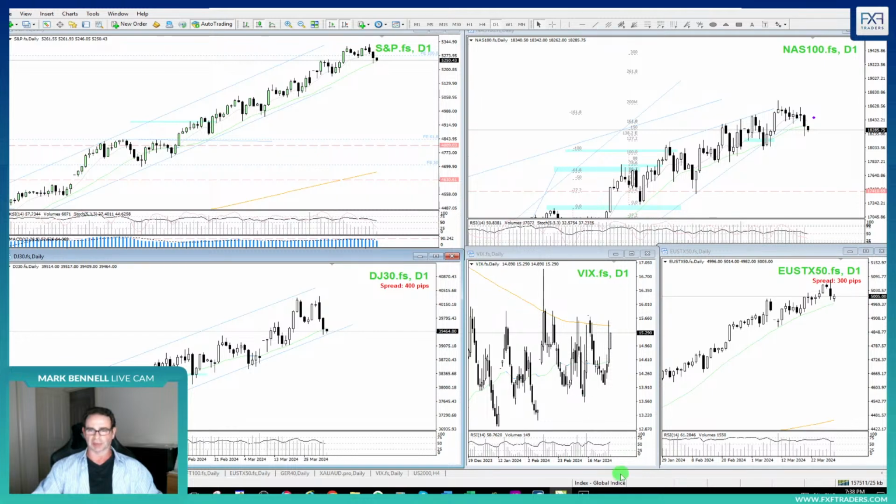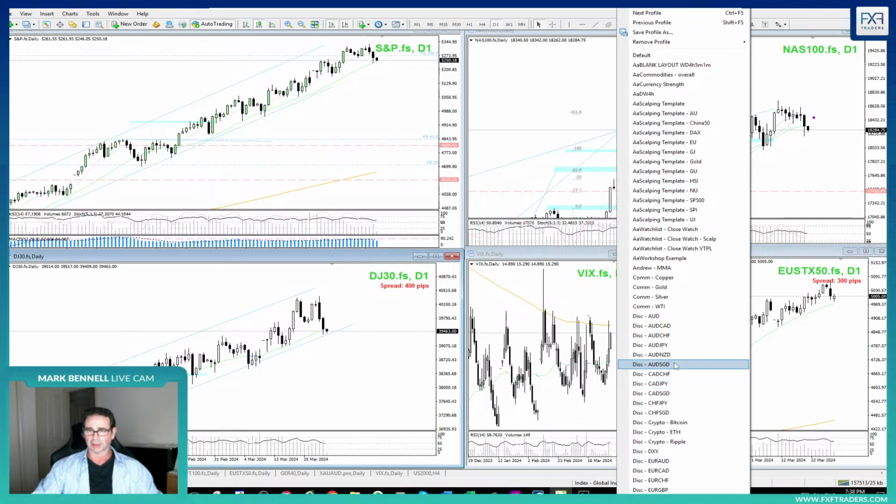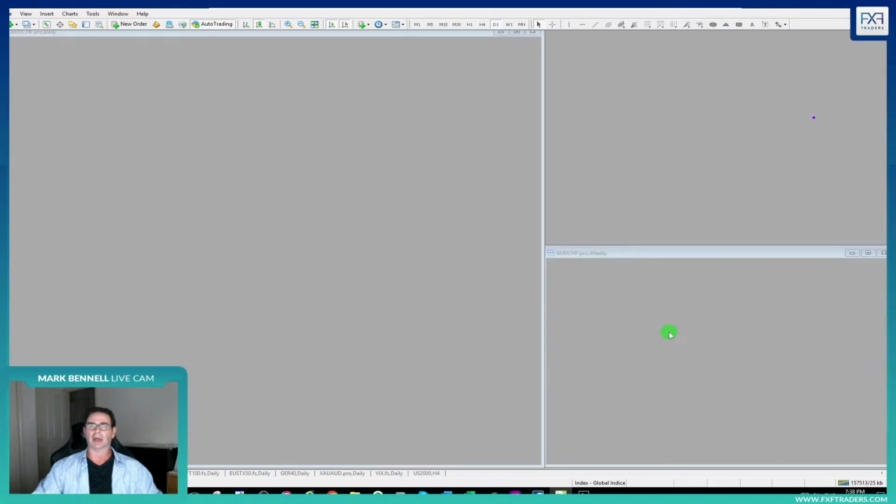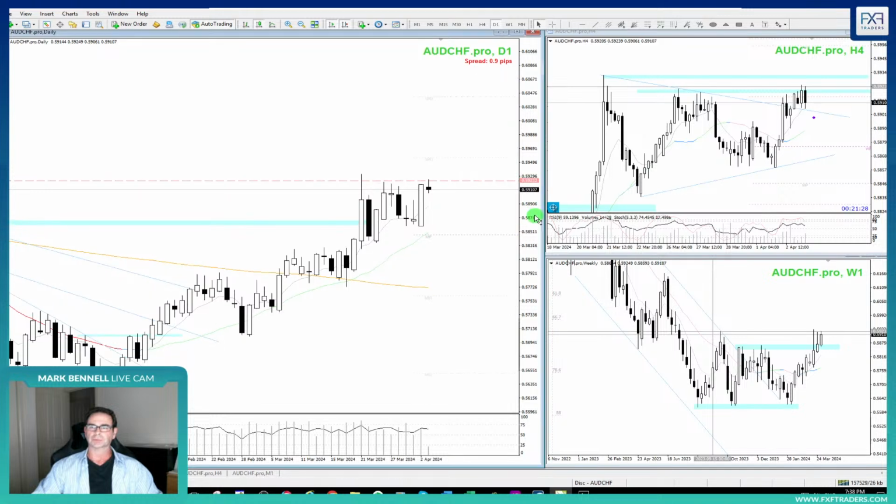All right, so what are some of the others I like? All right, let's go through these quickly. Aussie Swiss. Weekly is clear, it's sitting on resistance. So notice this push. So this consolidation here is exactly what I talk about, except on a bigger scale. See this? Look, one more and through.